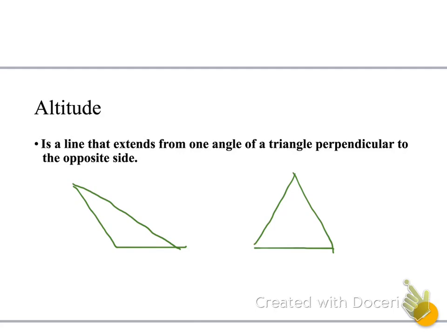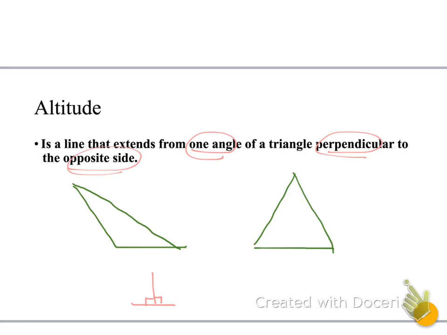Okay, an altitude is a line that extends from an angle and is perpendicular to its opposite side. Some of us were wondering what this upside down T meant. That upside down T actually means perpendicular, and it creates two right angles in here.